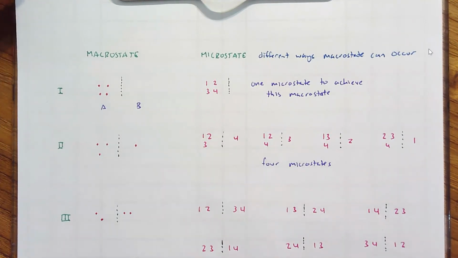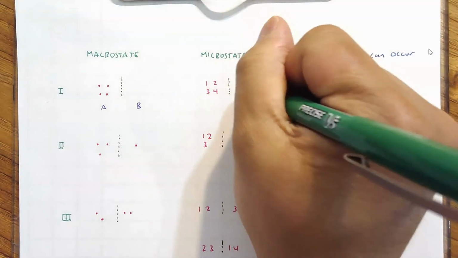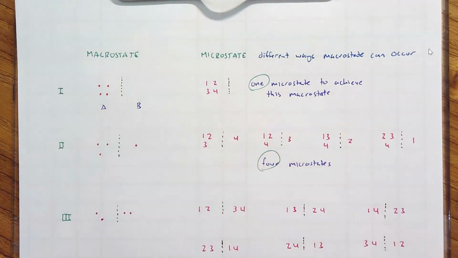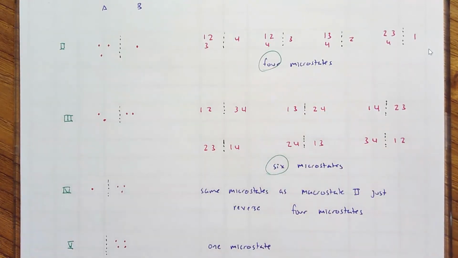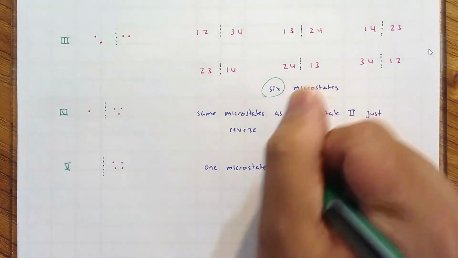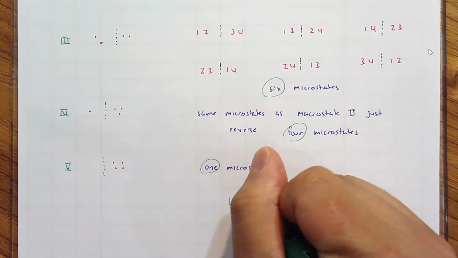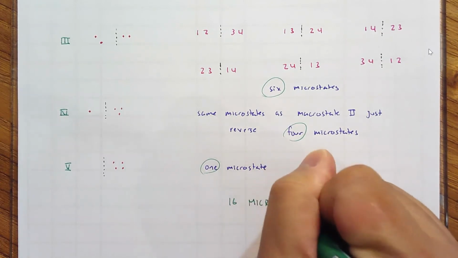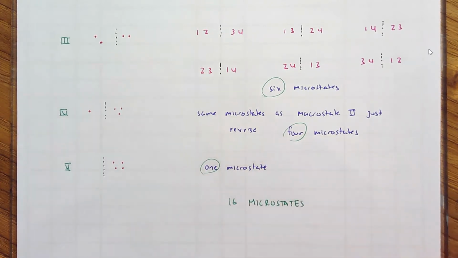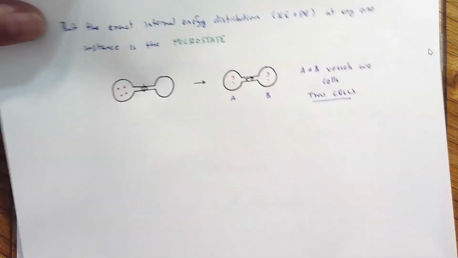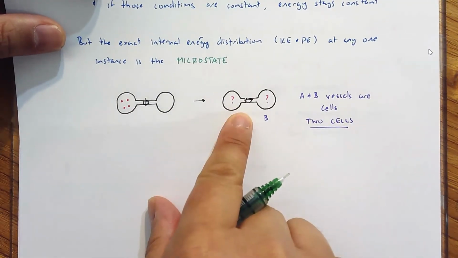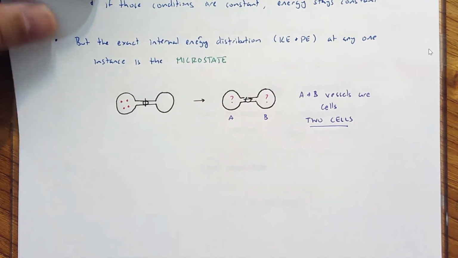Okay, let me circle the number of microstates in total. 1 here, plus 4, plus 6, plus 4, plus 1. There are 1 plus 4 is 5, plus 6 is 11, plus 4 is 15, 16. There are 16 microstates when you let the gas distribute itself. Okay. All right.